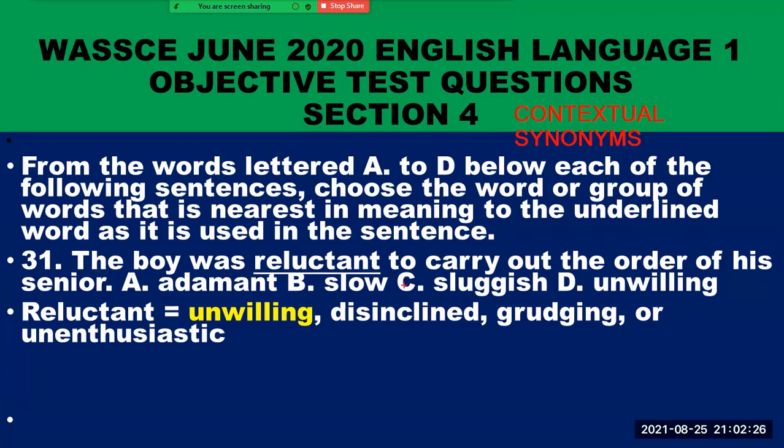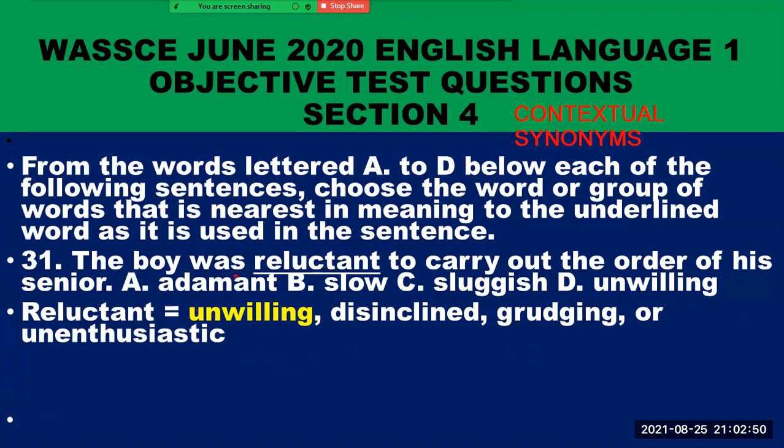The boy was reluctant to carry out the order of his senior. The word reluctant is underlined. We have to look at the meaning. If you are reluctant, you are unwilling, you are disinclined, you are unenthusiastic. In fact, you are not willing to do something when you are reluctant. So having this in mind, let's look at the options.